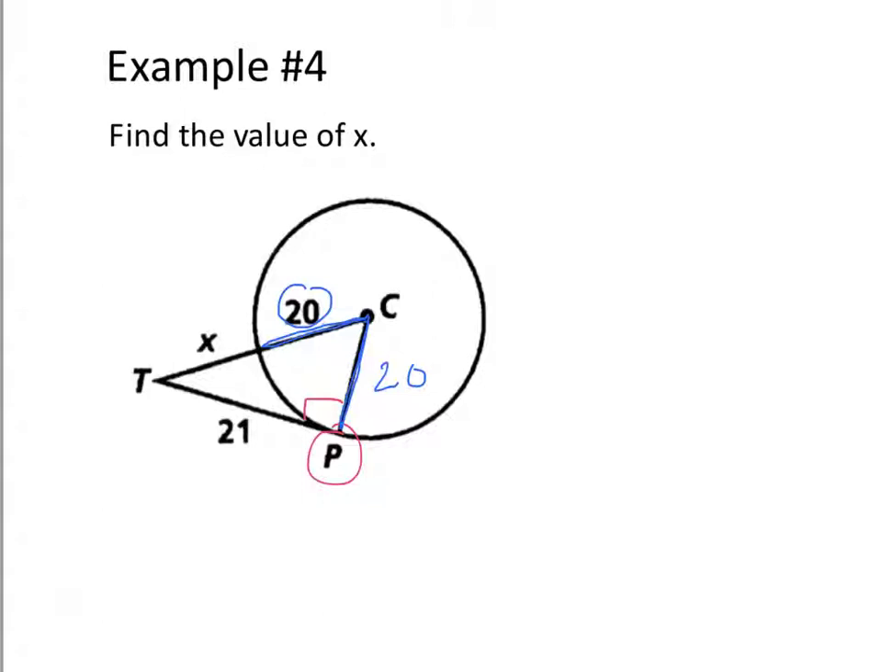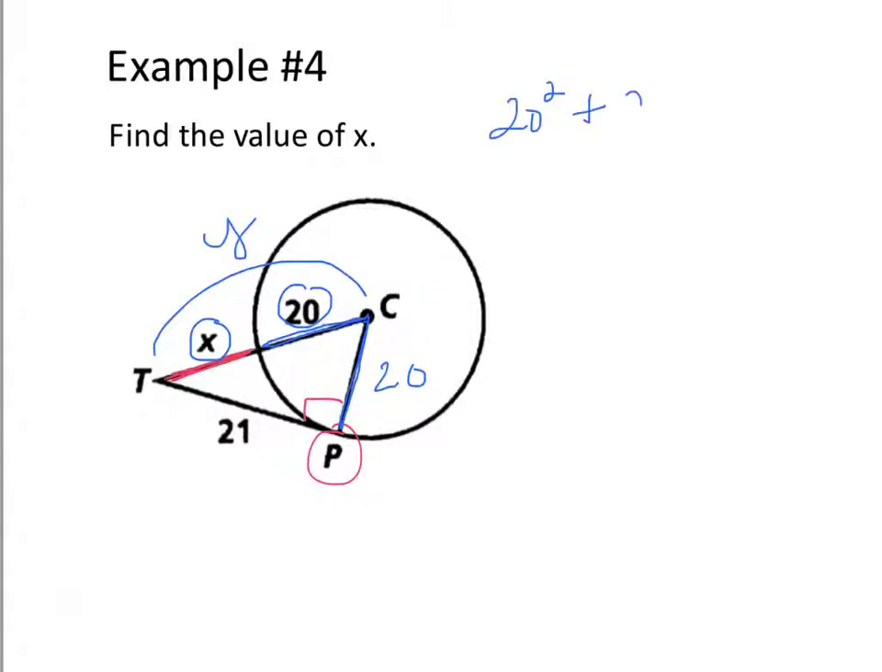Now to solve for x, which is just this little piece on the outside, not the whole side, but just that little piece on the outside, I'm going to use the Pythagorean theorem. But I'm going to call this side y, and I'm going to use 20, and I'm going to use 21, and I'm going to find y. Then once I find y, which is CT, I'm going to subtract 20 from it just to get this little piece x. So to solve this, this is how I'm going to set it up.